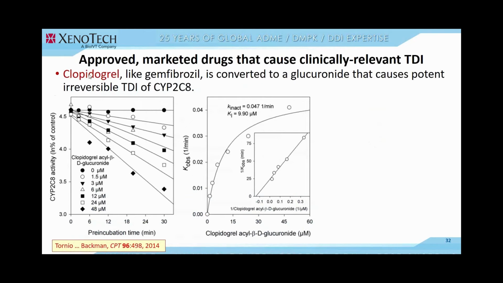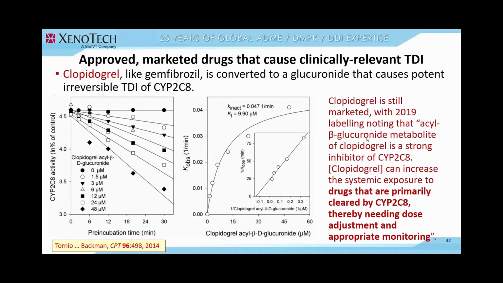Clopidogrel, which I mentioned previously, is also an unusual case. Like gemfibrozil, it's actually converted to an acylglucuronide that also causes potent, irreversible, time-dependent inhibition of CYP2C8. This was reported by Jana Backman's group in 2014. And again, they have these nice Kinact plots, getting a Kinact of 0.047 per minute and a Ki of 9.9. So this is a pretty efficient inactivator of CYP2C8.